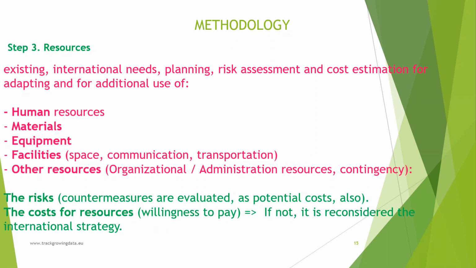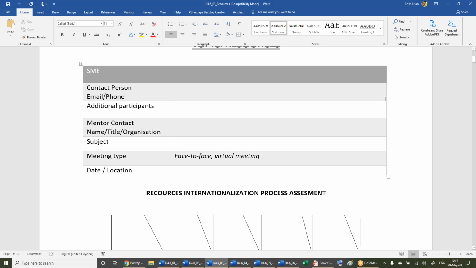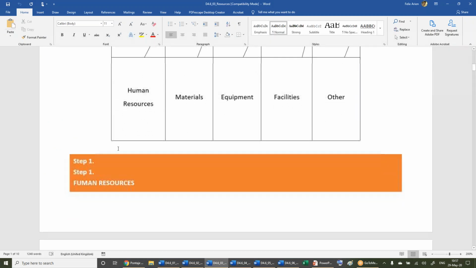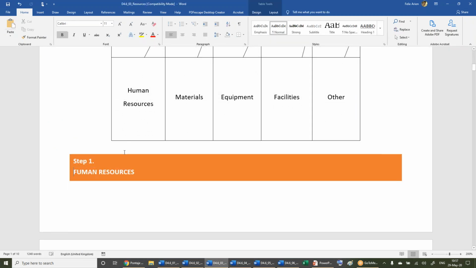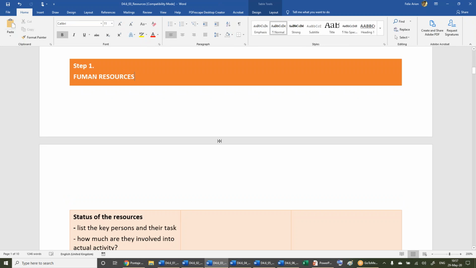Think as a manager from the willingness to pay point of view, and if not, you just go back and try to reconsider the strategy, meaning something is too expensive from that point of view. And the form looks like that. Of course, the first part I will not go inside. It's quite the same.